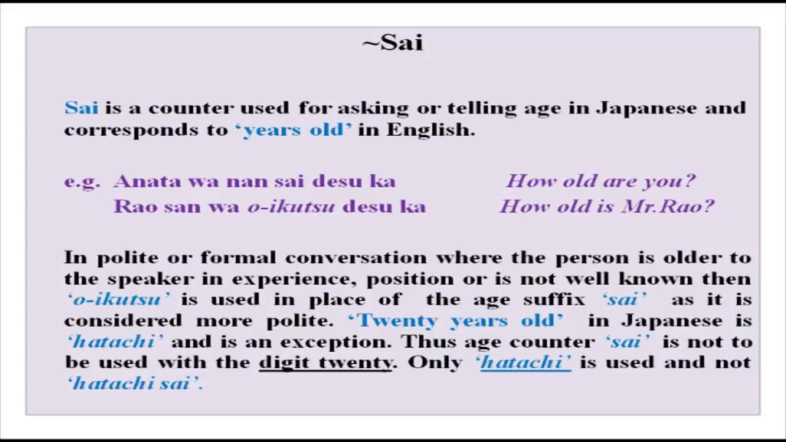Please remember, do not ask dash san wa nansai desu ka to someone who's older than you or senior in rank or position. Over here it's written, in polite or formal conversation, when the person is older than the speaker in experience, position, or is not well known, then oikutsu is used in place of the age suffix sai, as it is considered more polite. Also remember that for 20 years old, you have to use the word hatachi and not sai with hatachi. Thus, the age counter sai is not to be used with the digit 20, only hatachi is used and not hatachi sai. Please remember that.